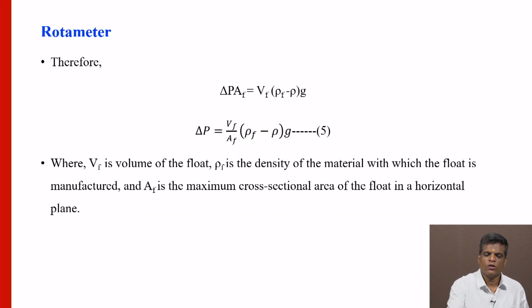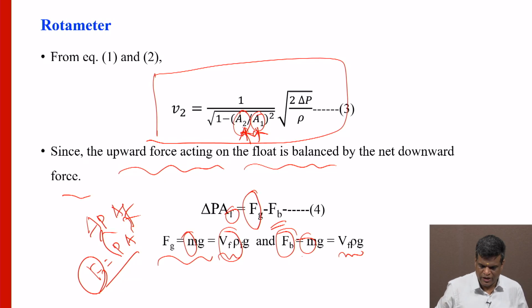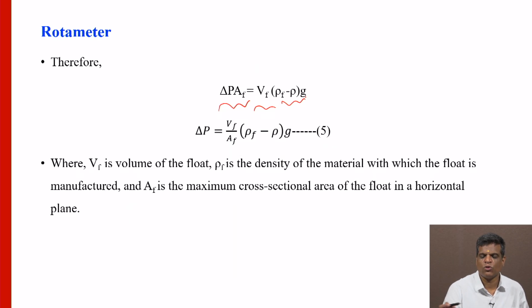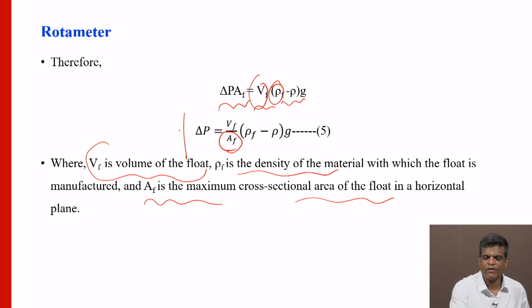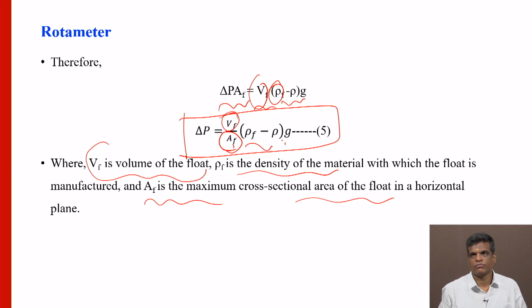Then delta P AF equals, from the previous expression, we can write Vf times rho f minus rho, times g. Here Vf is the volume of the float, rho f is the density of the floating material, the density of the float, and AF is the maximum cross-sectional area of the float in the horizontal plane. Finally, from here we get the pressure drop delta P, where the volume of the float we know, then the area, the density difference, and g.